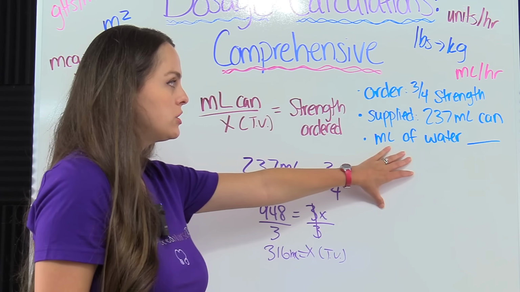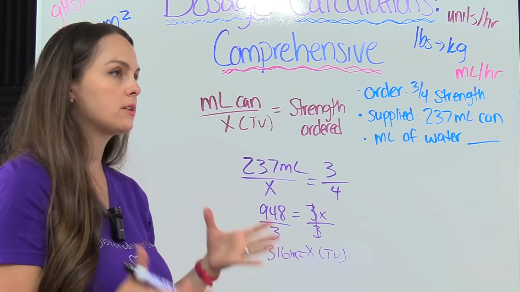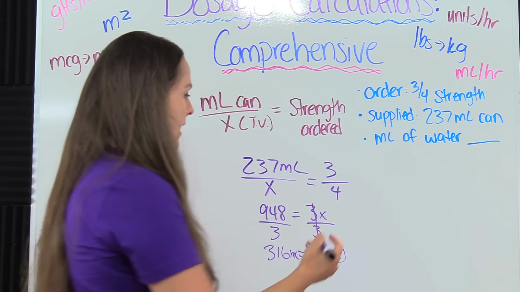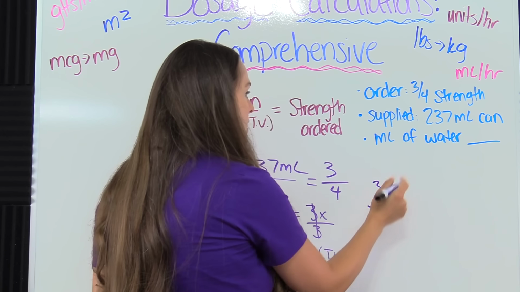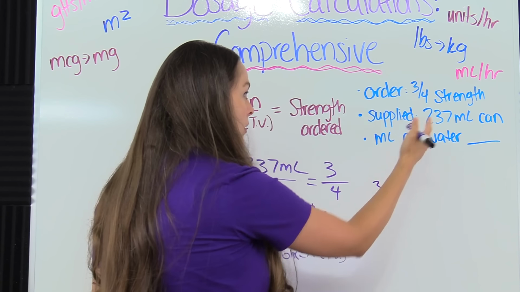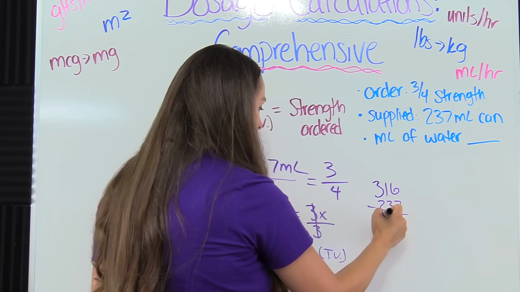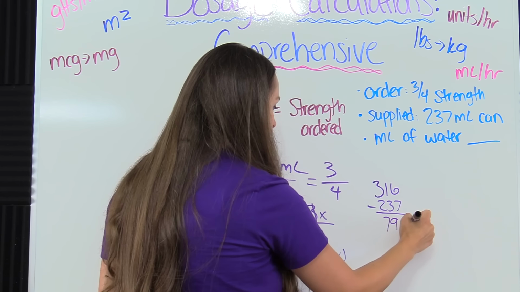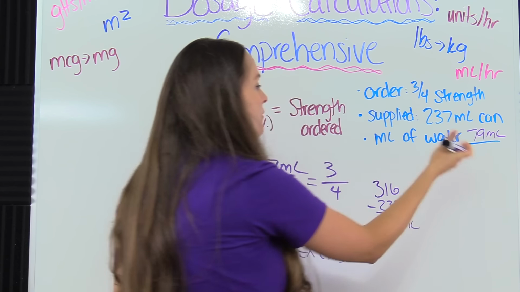But we need to know how much water we're giving, because this is how much we're totally giving. So how much of that is water? To figure that out, you just take 316, which is the total volume, subtract that from the original can size, which was 327, and you get 79 mLs. So we will give 79 mLs of water.